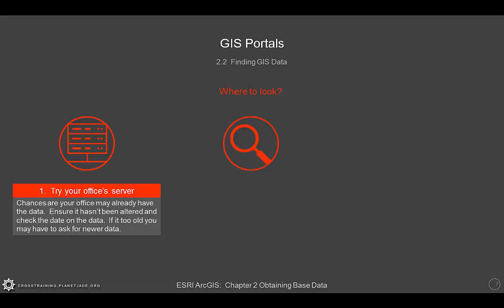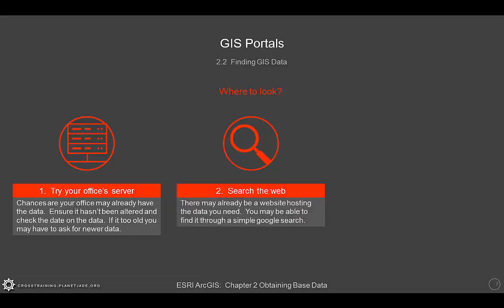The next place to look, of course, is on Google. Just simply do a search for the GIS data. Oftentimes, many places will get a lot of requests for their GIS data, so what they'll do instead is just host it on a website somewhere. So you may be able to do a simple Google search and find what you're looking for.